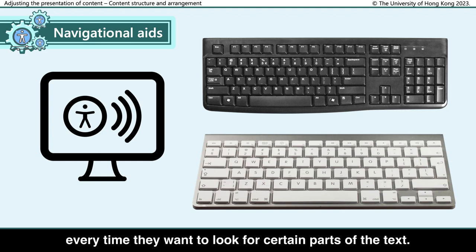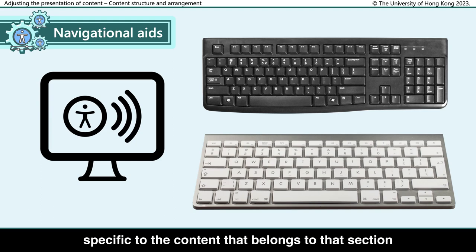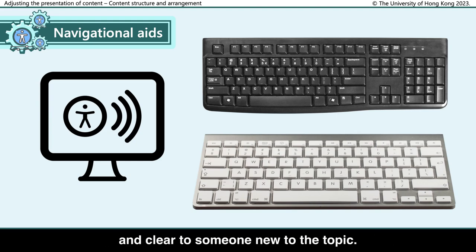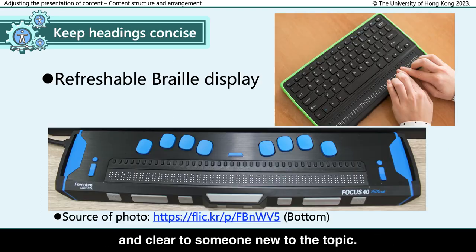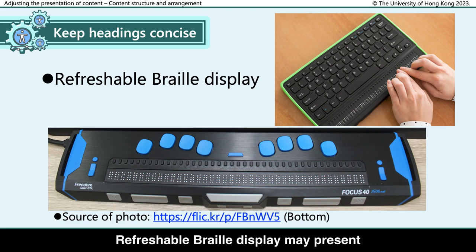It is suggested to keep headings concise, specific to the content that belongs to that section, and clear to someone new to the topic. A concise heading would also be useful to Braille display users. Refreshable Braille display may present a line of 40 to 80 Braille characters at a time.